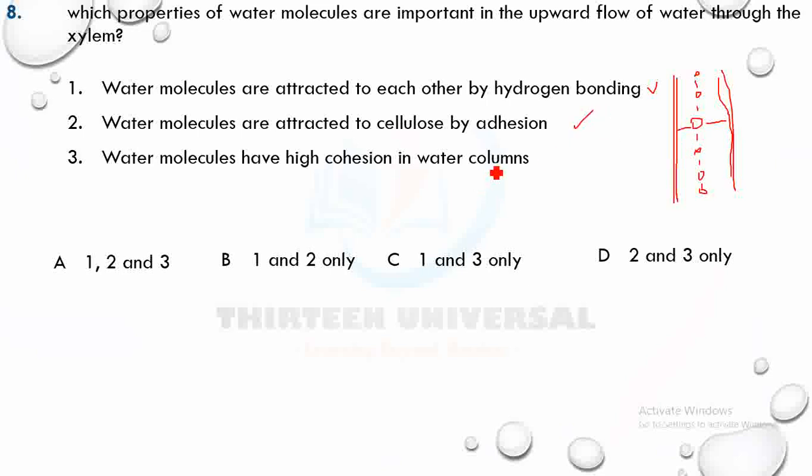Water columns have high cohesion. Water molecules have high cohesion in water columns. Yes, so that helps it to pull out. You can see that because water molecules stick to each other, that forms a water column, and then water can pull each other upward during transpiration. Transpiration pulls the water column because water molecules stick to each other. So I think 3 of them are correct.